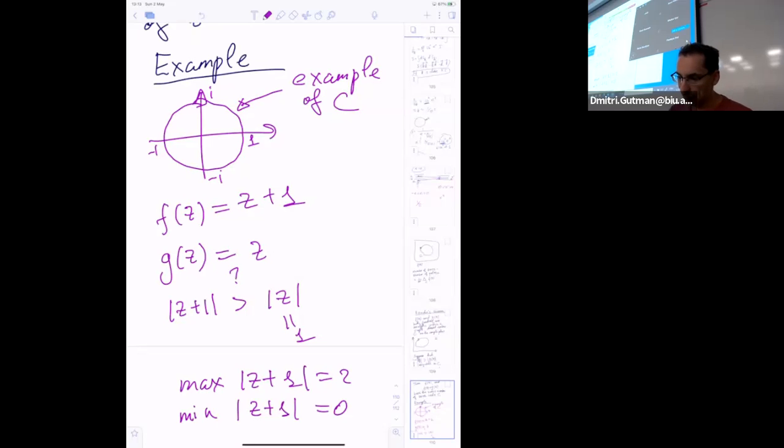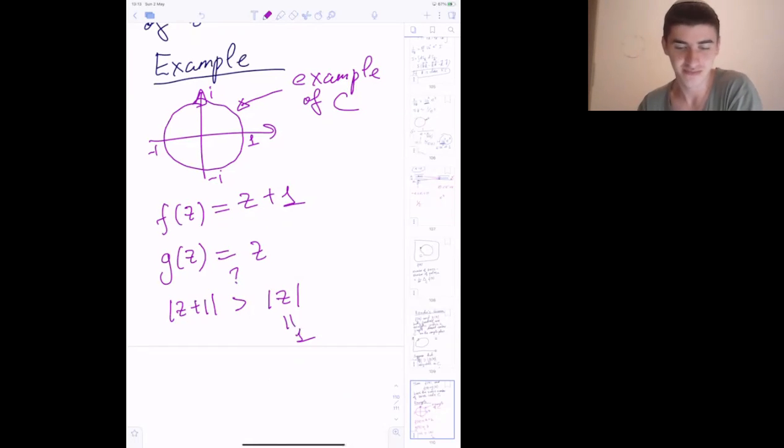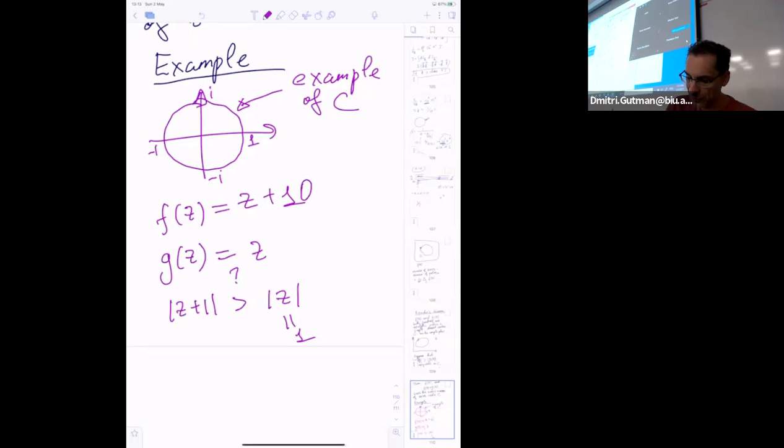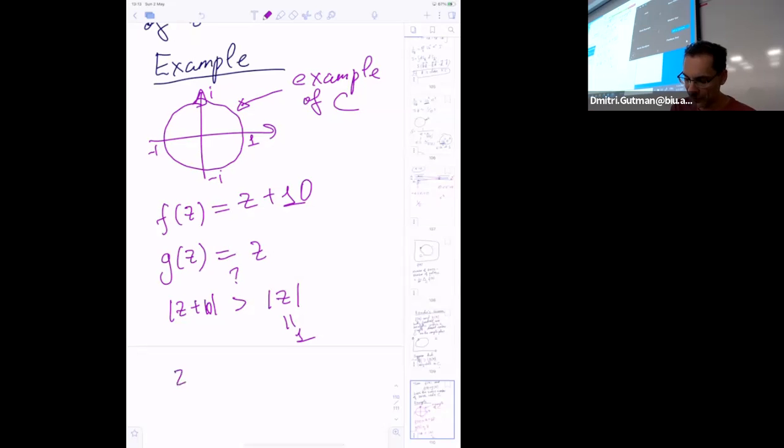Can you give me another example? So z plus 10. Okay, good. So is |z plus 10| greater than the absolute value of z? Yes. Good. Because |z plus 10| is always greater than 9, and 9 is always greater than 1. So these two functions satisfy this condition.